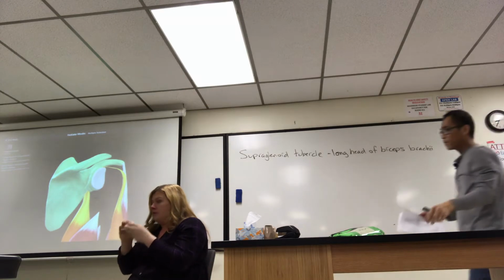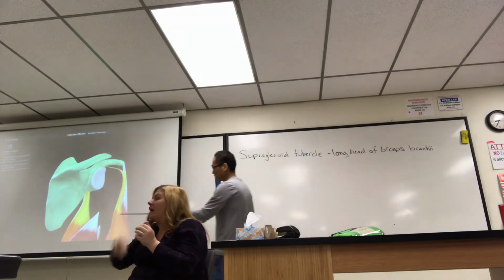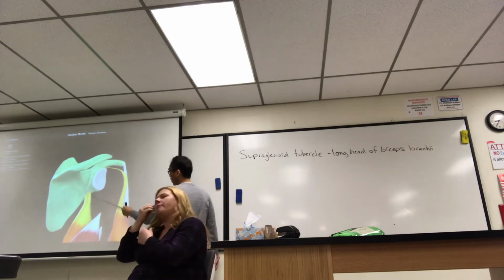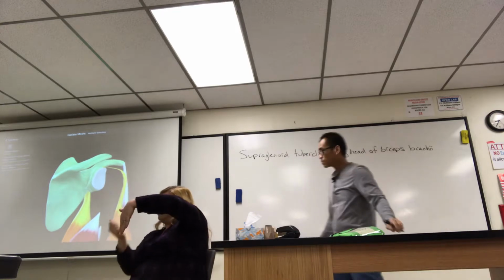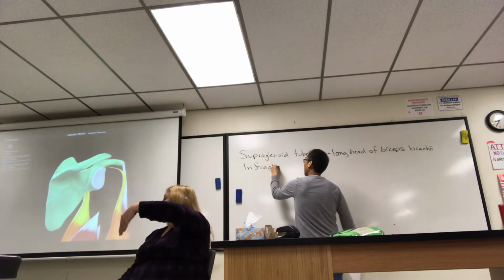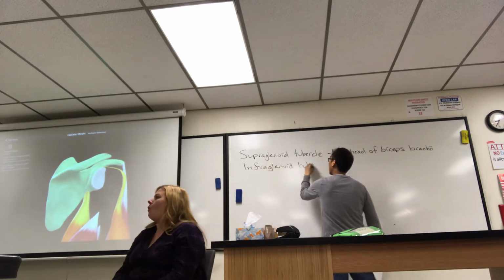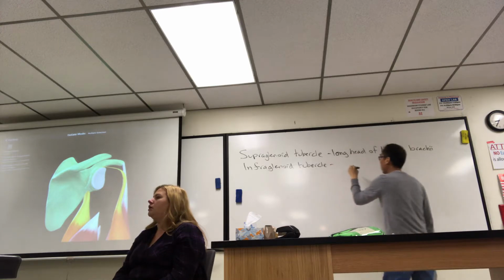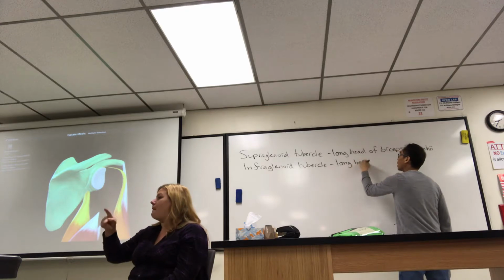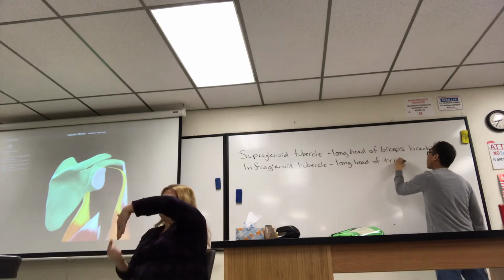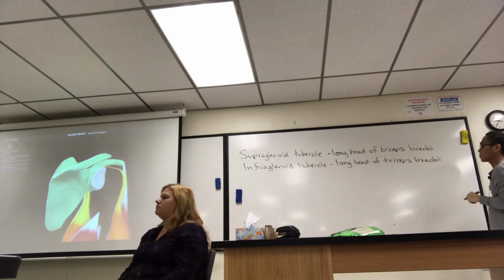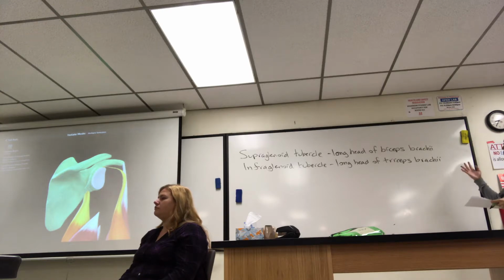Okay, the other one, the head of triceps, I'm sorry, attaching right there inferiorly. There's a little bump there called the infraglenoid tubercle. The long head of the triceps attaches there. So those are attachments for those muscles.